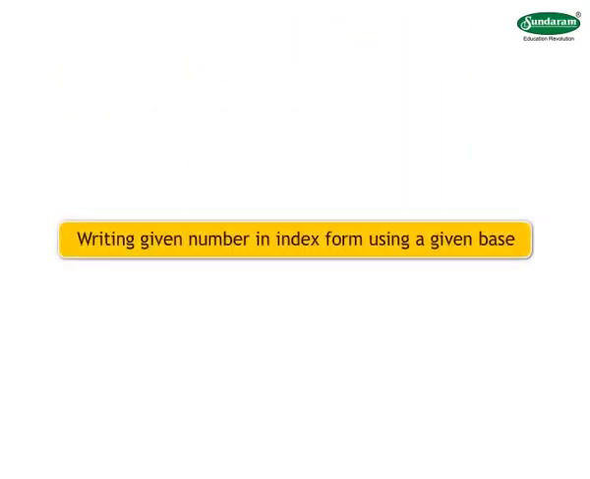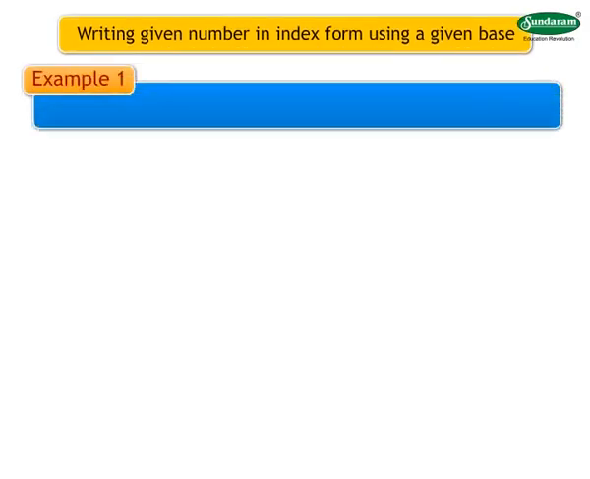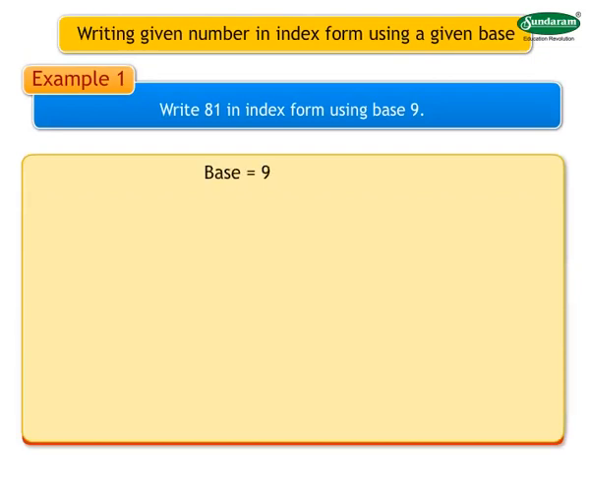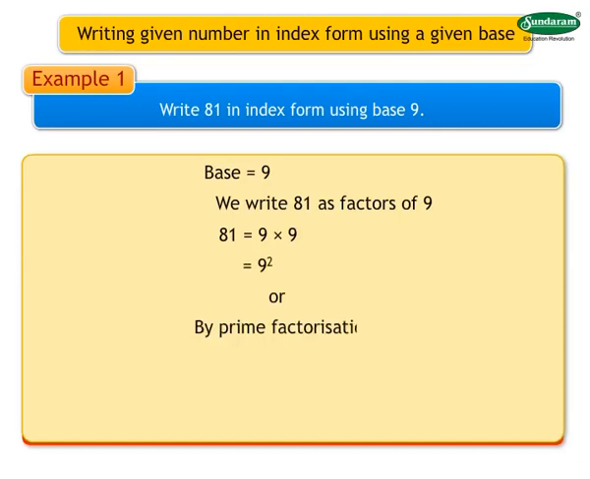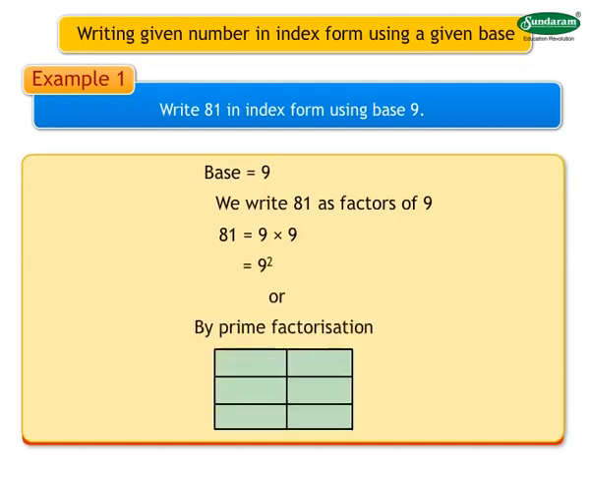Let's see how to write a given number in index form using a given base. Example 1. Write 81 in index form using base 9. Base equals 9. We write 81 as a factor of 9. 81 equals 9 into 9 equals 9 raised to 2, or by prime factorization method, 81 divided by 9 gives 9, 9 divided by 9 gives 1.